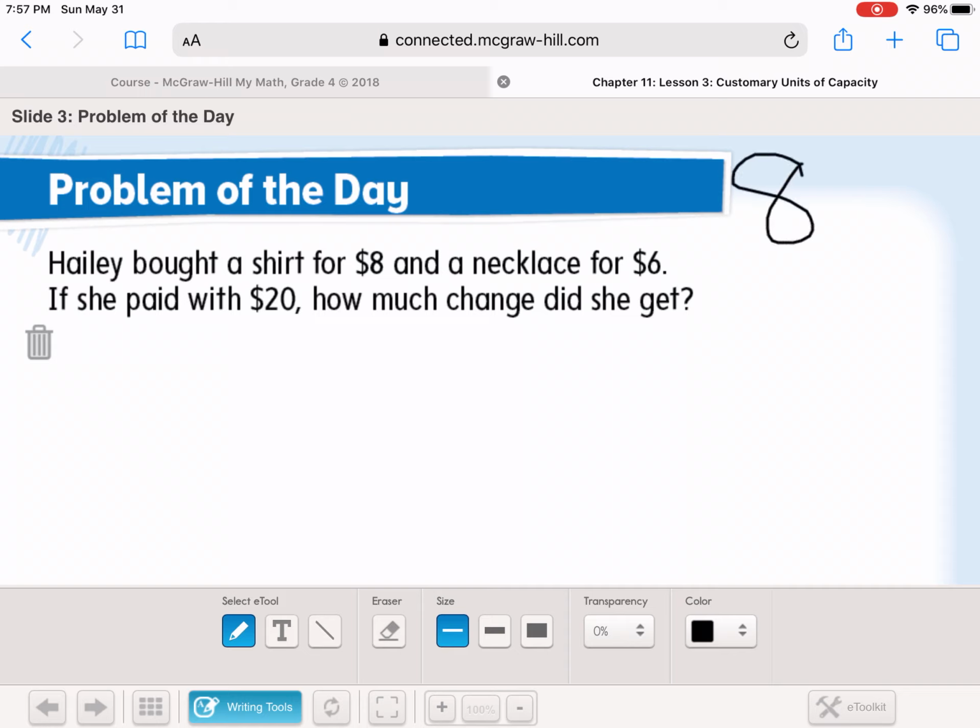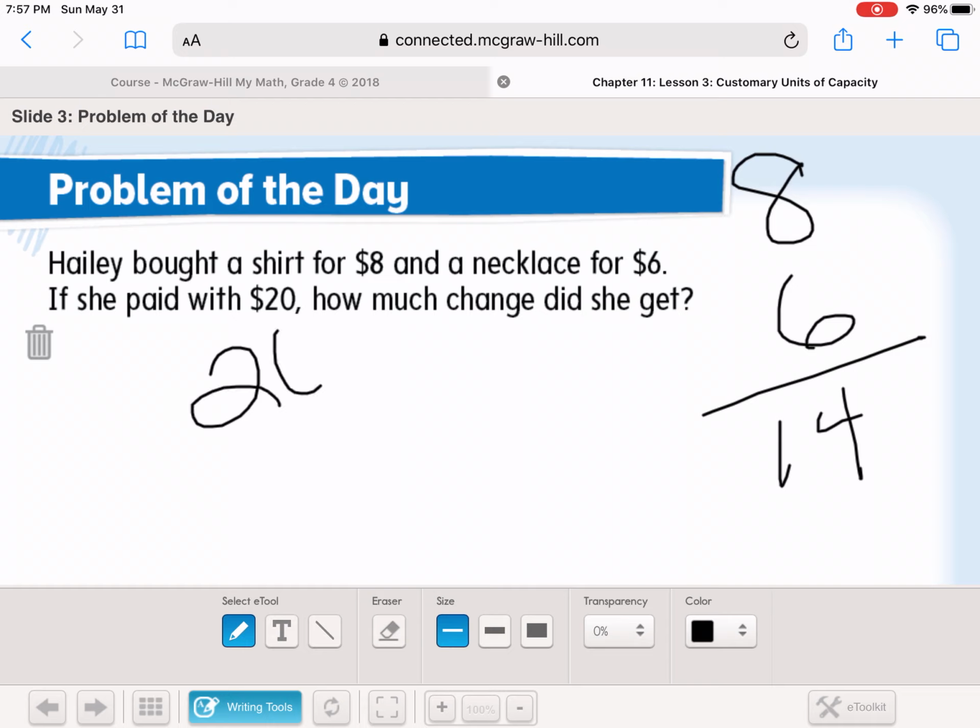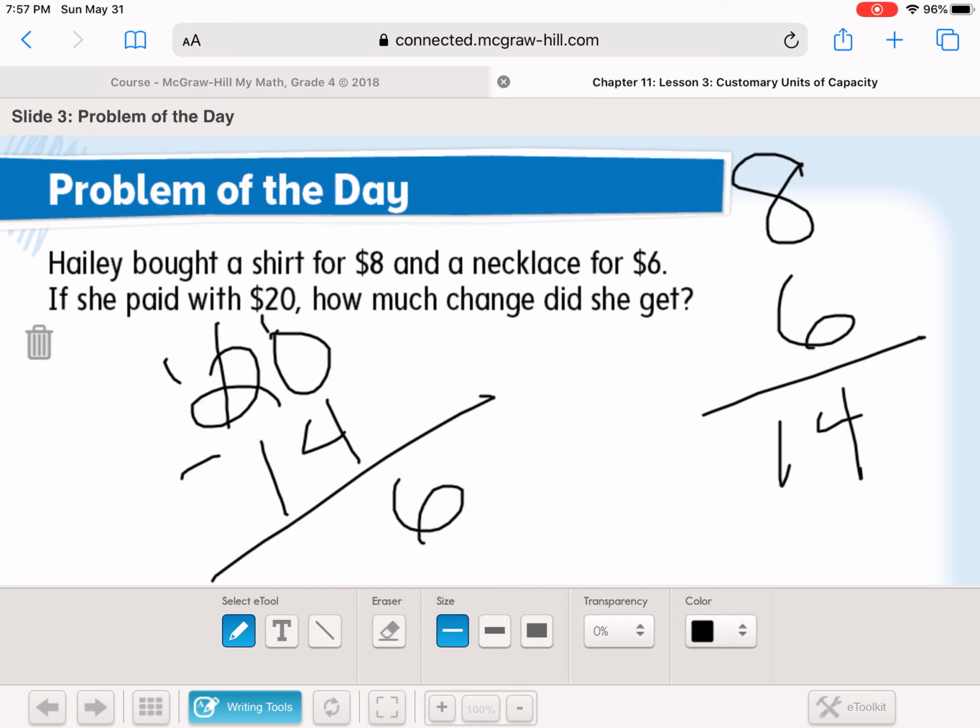Okay, so she bought a shirt for $8, a necklace for $6, so that was $14. She paid with $20. She should have $6 as her change.